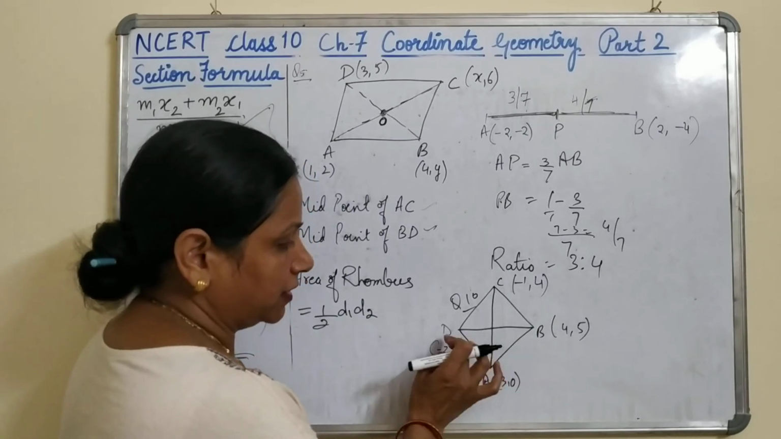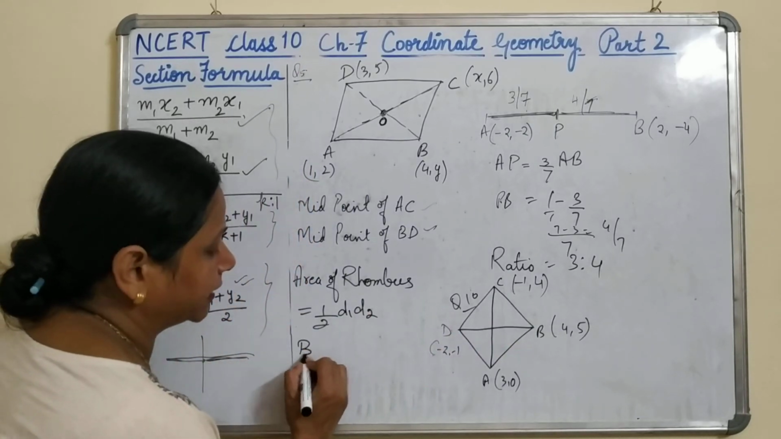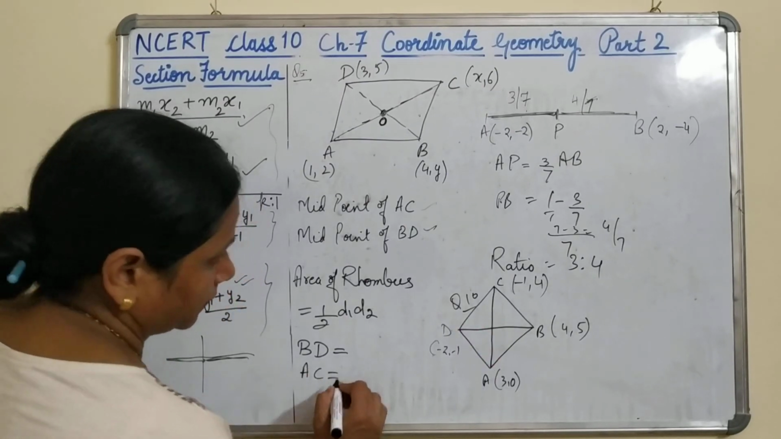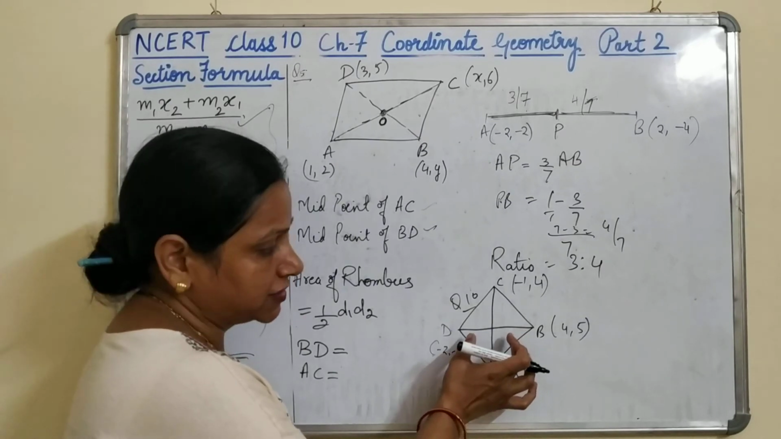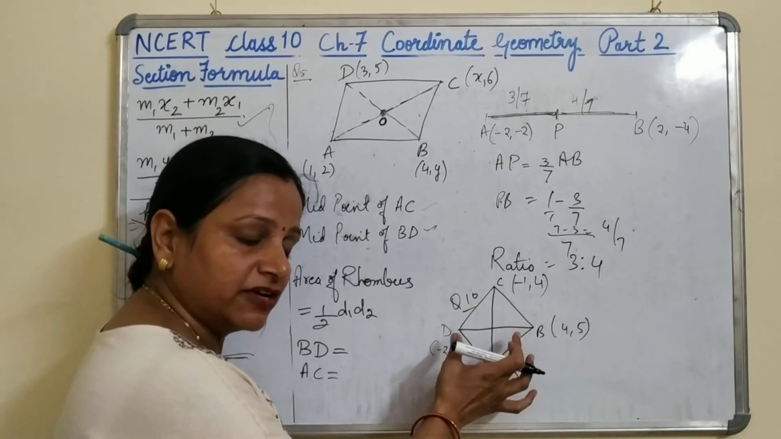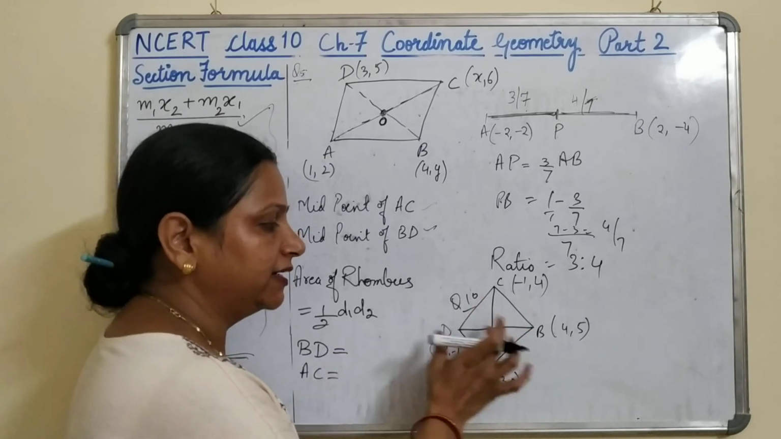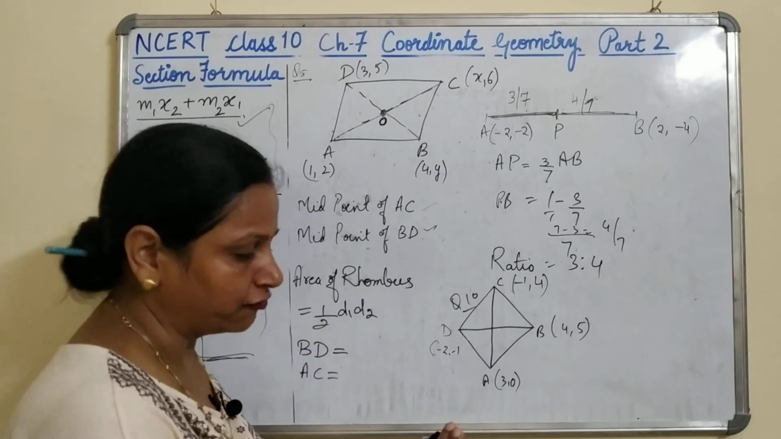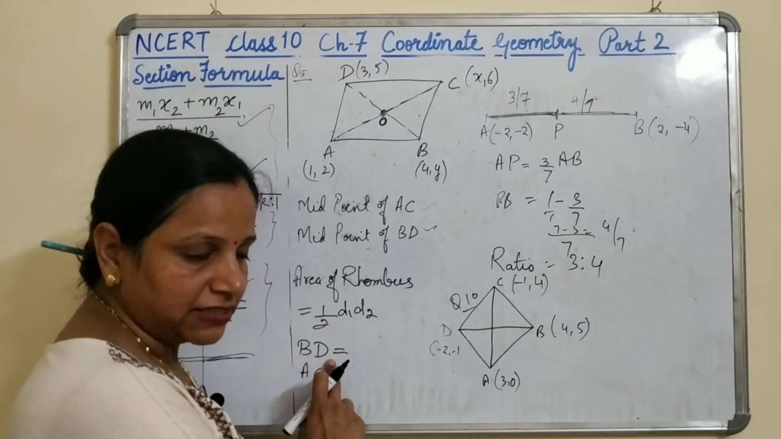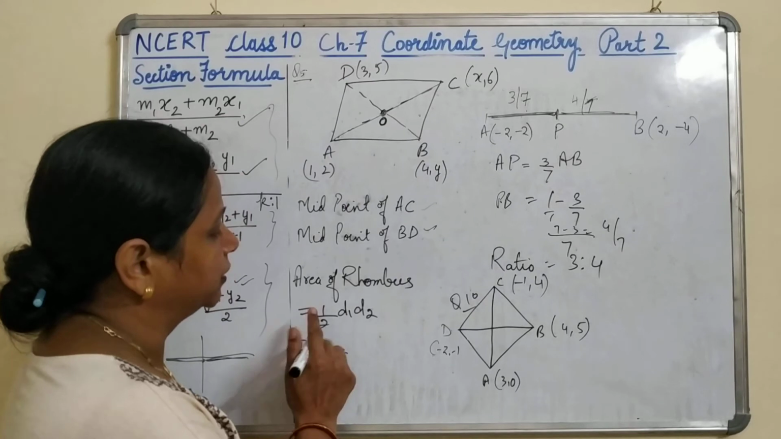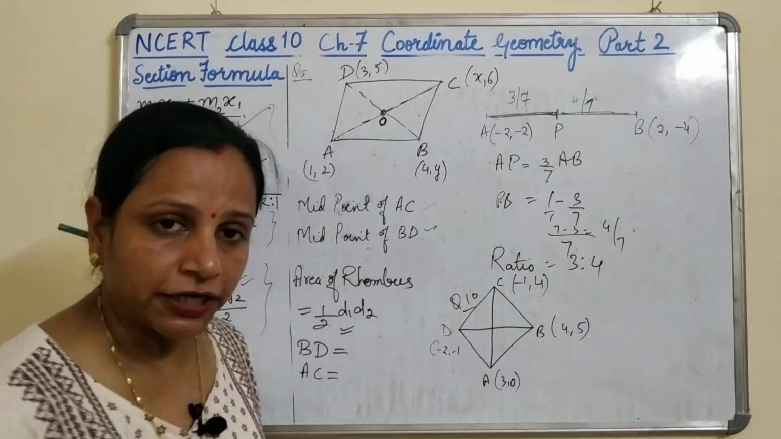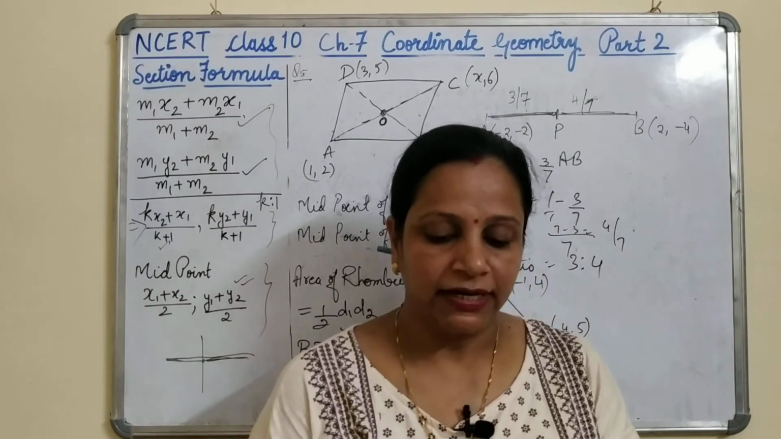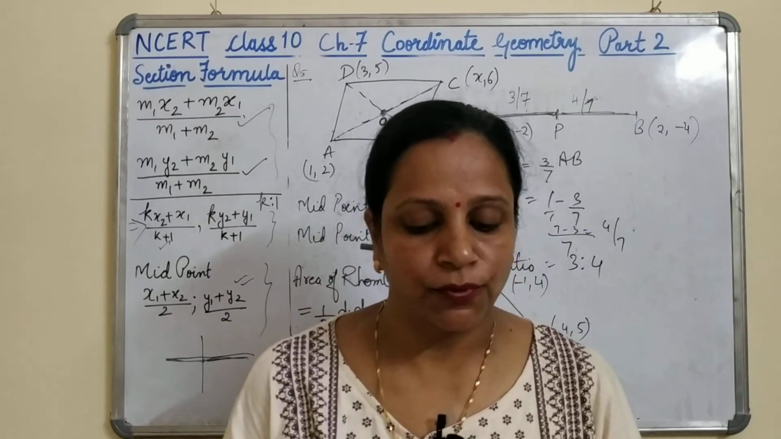Can we find this diagonal BD? Just find the diagonal BD. And how will you find it? Do we need the coordinates over here? We don't need the coordinates; we can simply use the distance formula, which we have done in exercise 7.1. Find distance BD and find distance AC using the distance formula, and just put that in the formula half d1 into d2. This is the way we will get the area of a rhombus, right? And this is the last question of exercise 7.2.